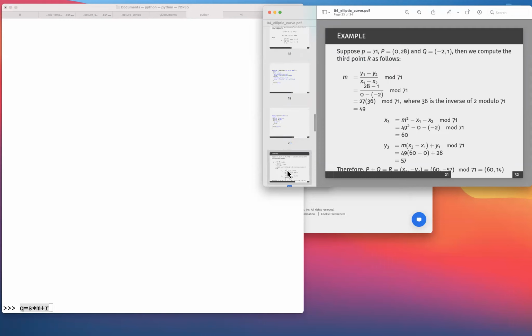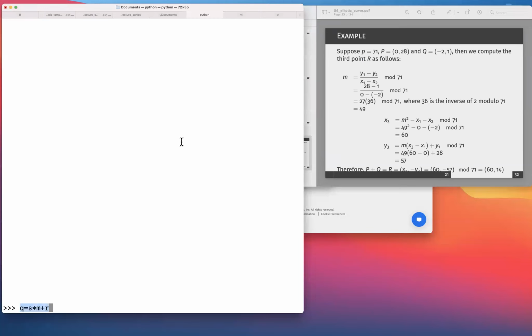Okay, so suppose we have a prime number p equal to 71. And then we have 2 points P and Q. How do we compute for the third point?